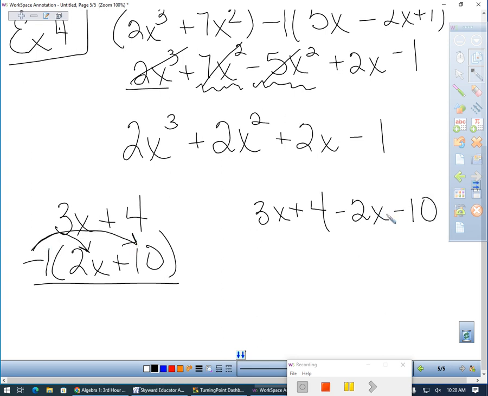Very good. Now let's go ahead and collect like terms. Start with our x's. We have 3x and -2x for a total of 1x, or just x. And then I have 4 and -10, minus 6. Good. Can we classify that? What's my exponent on this x? So the word for first degree is linear, and it is 2 terms, so this is a binomial. This would be a linear binomial.